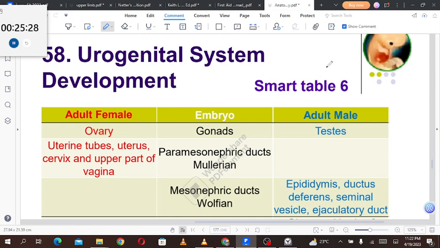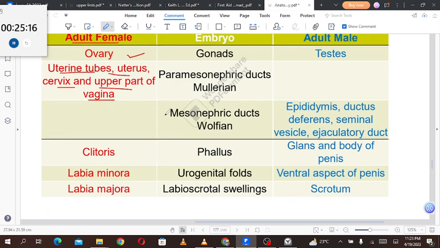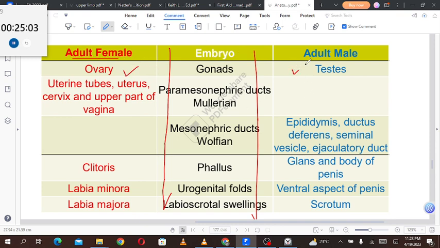Point number 58 is about the urogenital system development. So let's see that. In the adult female, there will be ovaries, uterine tube, uterus, cervix, and upper part of the vagina. Pardon me, it must not be started from there. So this is the main reference point, and then we'll go to the females and the males. In the embryo, they are just gonads. They develop to form ovaries in the females and testes in the males.